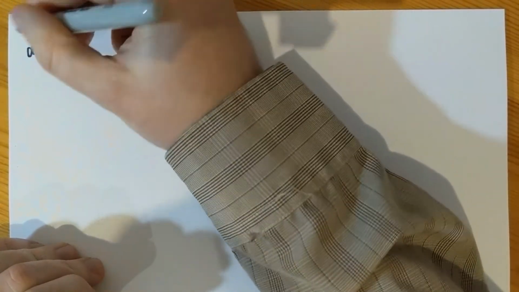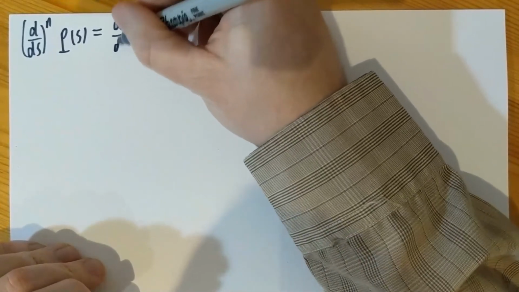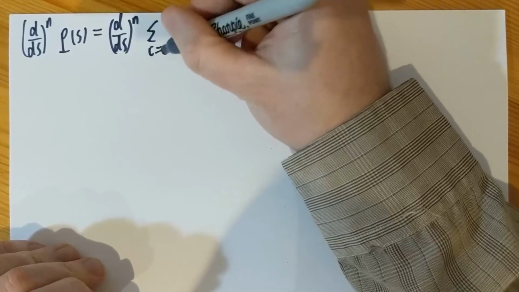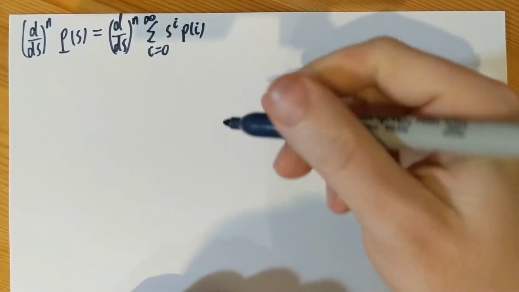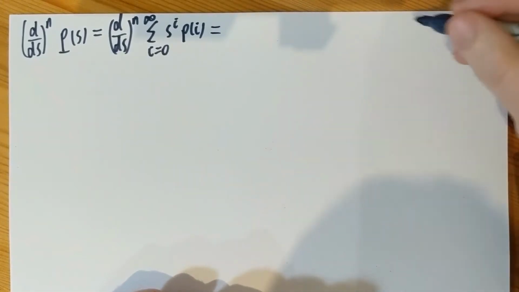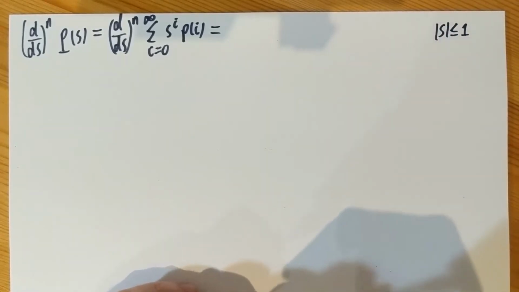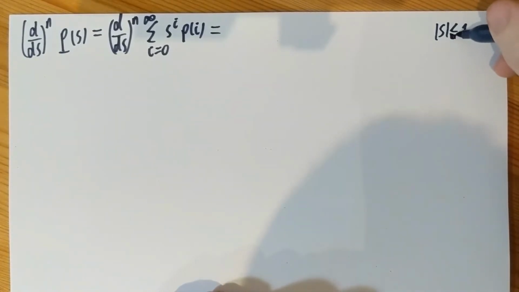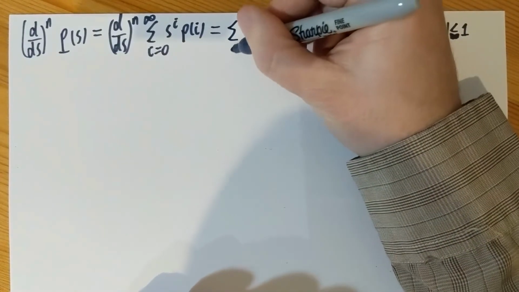So the next thing I want to do is observe what's happening when I differentiate a generating function. Suppose I want to differentiate a generating function n times. What do I get? So I want to differentiate n times the sum from 0 to infinity of s to the i times the mass function at i. Now anybody can check that at least when we have absolute convergence here, so when the absolute value of s is strictly less than 1, one can swap the derivative with the infinite summation. This is not always straightforward, but in this case one can do that.